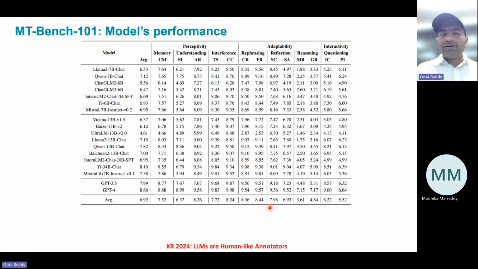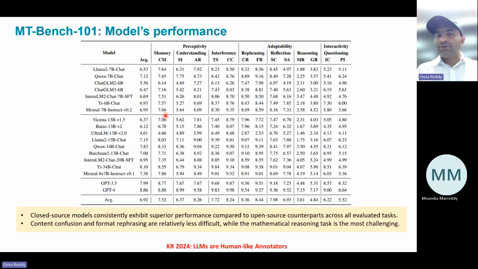Now, if we look at each language model's performance on these 13 tasks, closed source models consistently exhibit superior performance compared to open source models across all tasks. If you look at GPT-4 and GPT-3.5, these models are always doing much better compared to the open source models like LLaMA, ChatGLM, Mistral, or UltraLM. These are all open source models, whereas closed source models always have better performance.